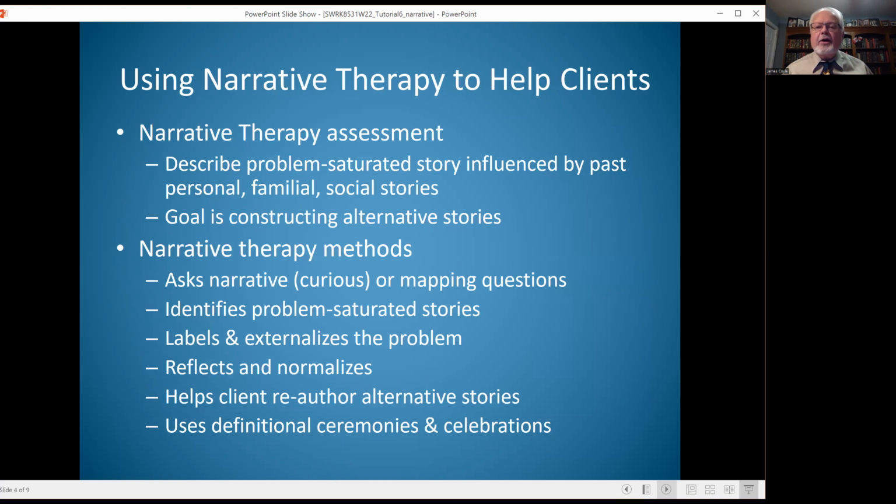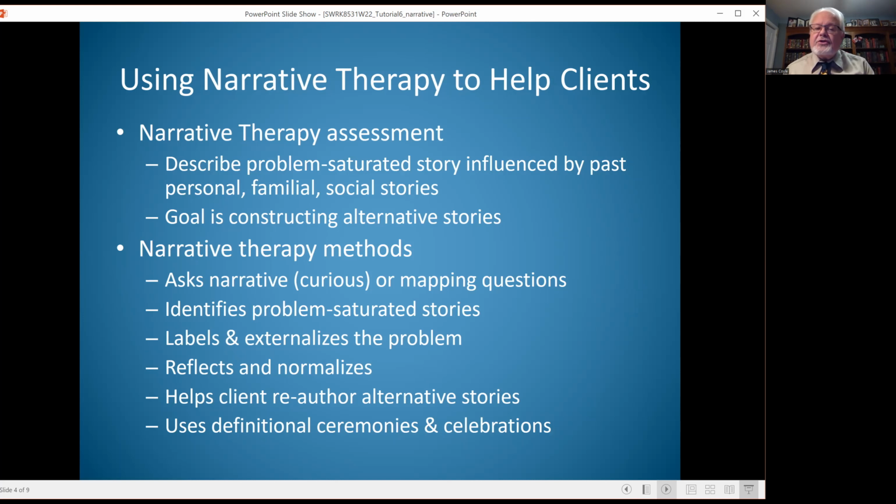When you use narrative therapy to help clients, you want to assess what they initially call the problem-saturated story that's influenced by past personal, familial, and social stories. So you ask the person about their presenting problem, but you're also interested in their thinking, the explanations for why this is a problem. And then the goal from that assessment is to move away from that narrative, that discourse that defines the problem, and identify a discourse which is going to work towards being more adaptive. So similar to solution-focused therapy, it's towards a more hopeful future.